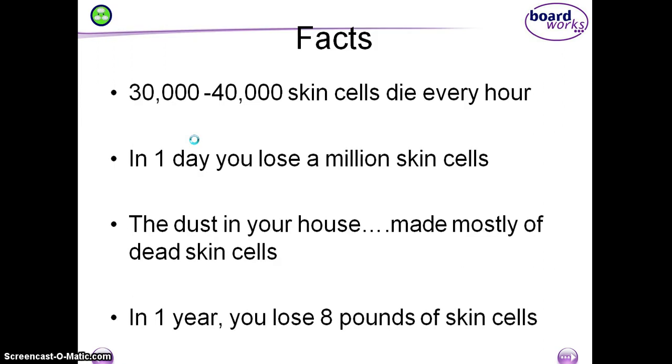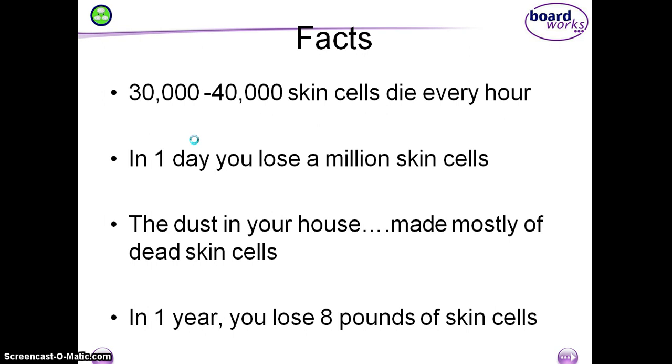Okay, so just some interesting facts for you guys. If you were to look at your skin cells, every single hour you lose 30 to 40,000 skin cells. Your skin cells have a lifespan, so that's how many die every hour. In one day, you're going to lose 1 million skin cells. So even though you don't notice it, that's how much is shedding off of you. And in a year, you're going to actually lose 8 pounds of skin, which is pretty phenomenal. That's a lot of skin cells that you lose.